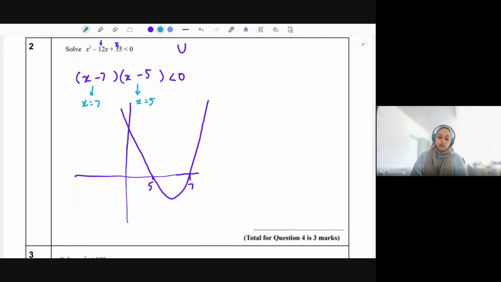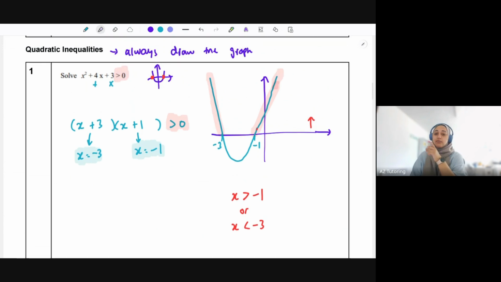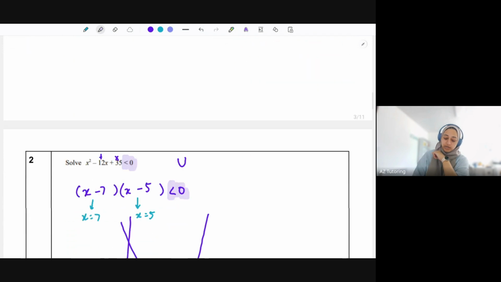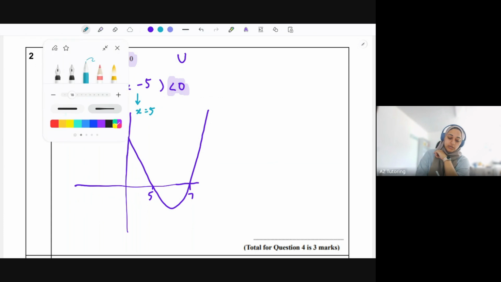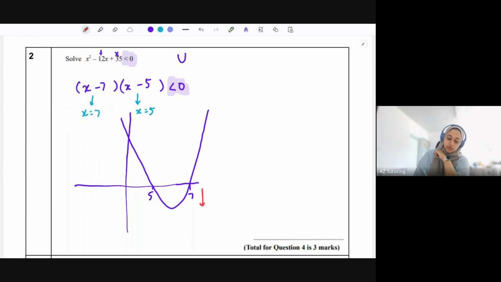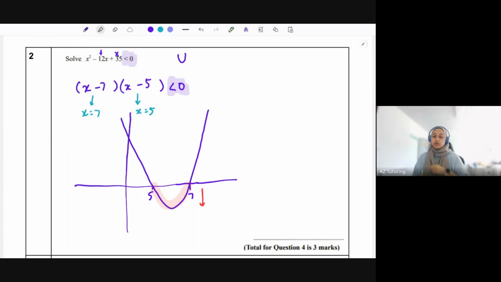Now, this time, we want to work out where this graph is less than 0. In the previous example, we worked out where it is more than 0, and that was above the x-axis. But this time, we're working out where it is less than 0. So less than 0 is below the x-axis this time. So where is this graph below the x-axis? And we can see that that occurs right here. So this part here is where the graph is less than 0.